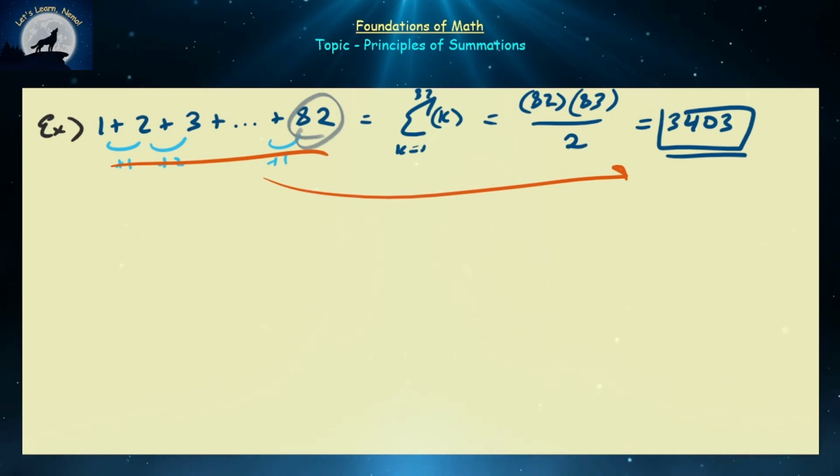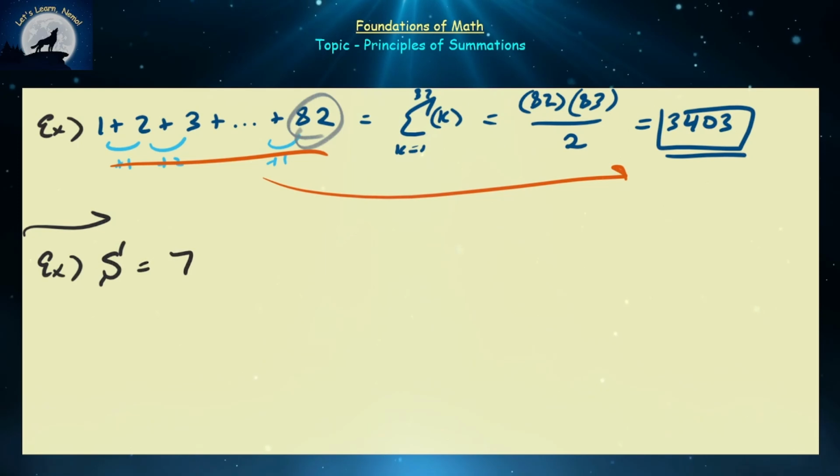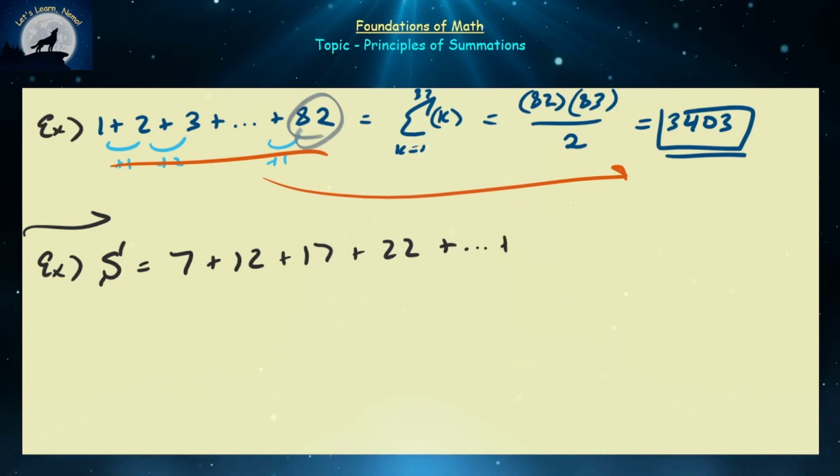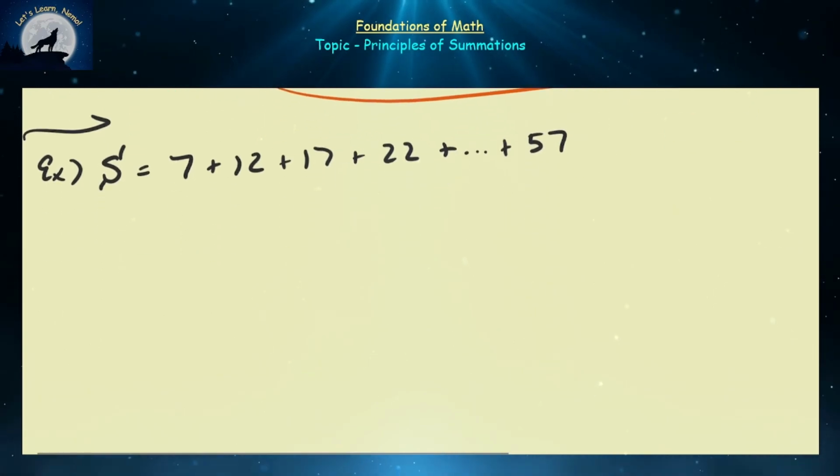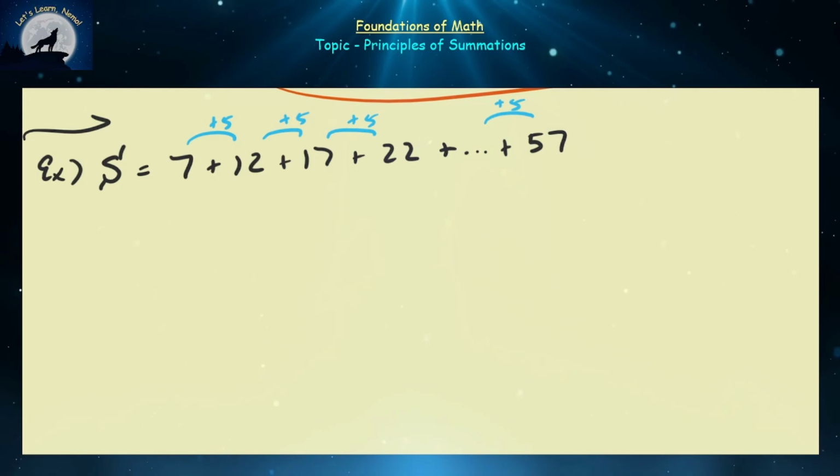Now, what I want to do is go back to the previous arithmetic series, which I'm going to call S, equal to 7 plus 12 plus 17 plus 22, and instead of going up to a large number, I'm just going to go up to 57, just in case you want to verify this on your own. So is there a fast way of figuring out what this sum is equal to? And again, notice that the common difference for this particular arithmetic series is 5, right?